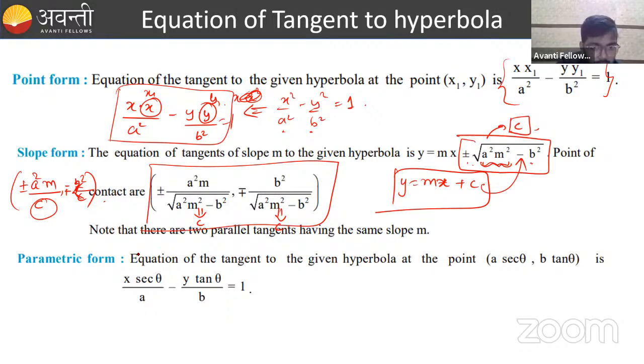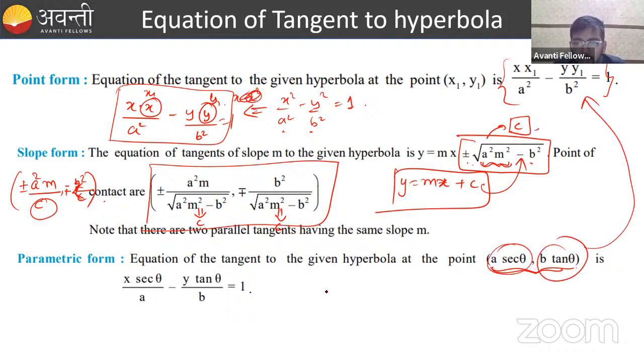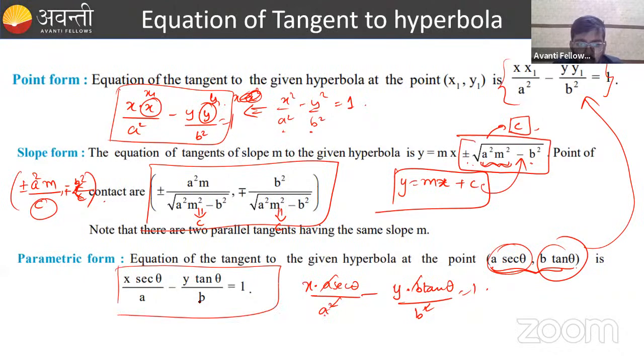Okay. Now the equation of the tangent at this point, right? To prove this, you can simply substitute this point in the point form of the equation. So if you put that value, x into x1 is our a sec theta, minus y into b tan theta upon b square equals to 1. Here you can see one a gets cancelled, one b gets cancelled. Then what is remaining is x sec theta upon a minus y tan theta upon b equals to 1, right?